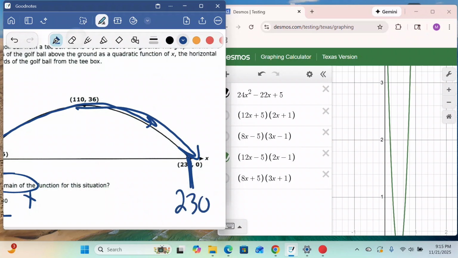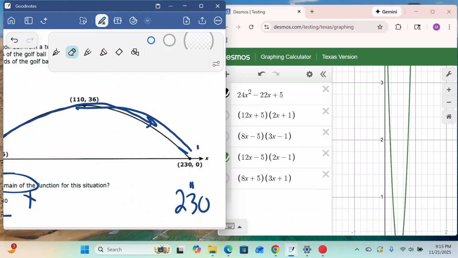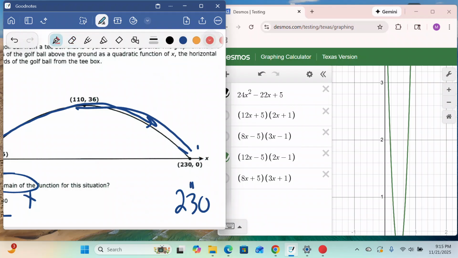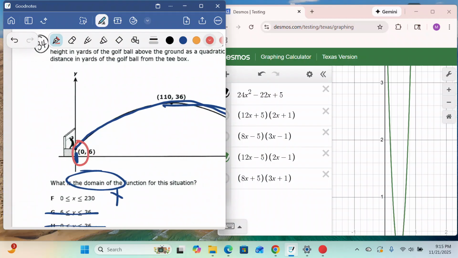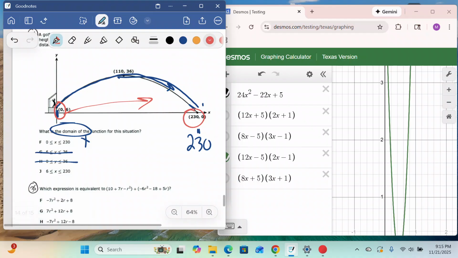So looking at this, what I look at is my x value, and I'm going to put this in red. My x value is 230. My x value is 0. So my x value goes from 0 all the way to 230. And what is my only choice in those value ranges? Letter F. So the domain of the function is 0 is less than or equal to x, which is less than or equal to 230, because it includes 0 and it includes 230. So the answer choice is letter F.